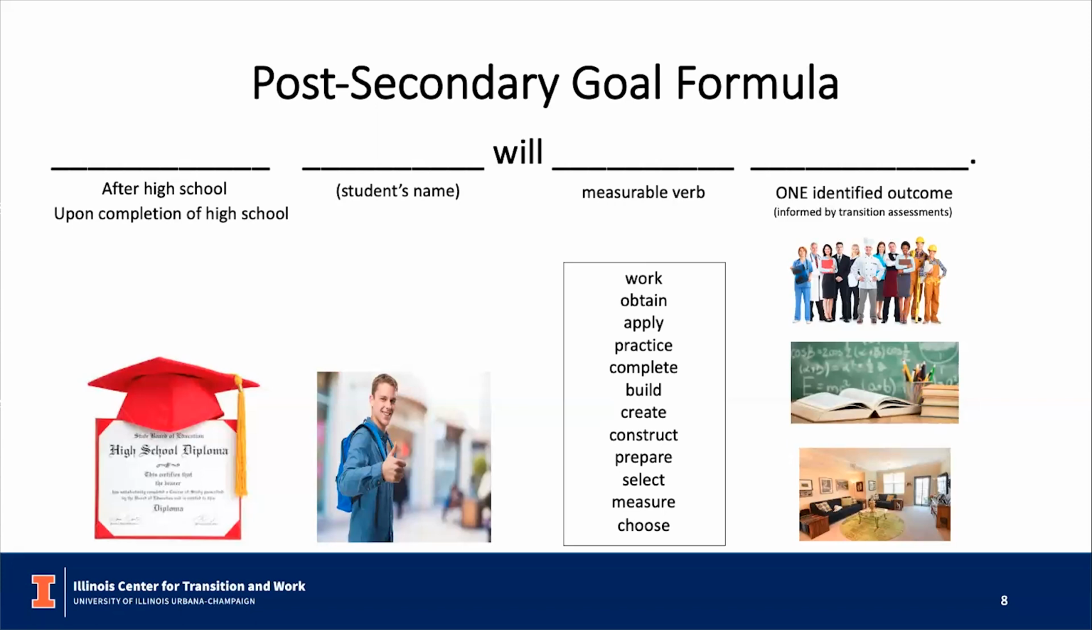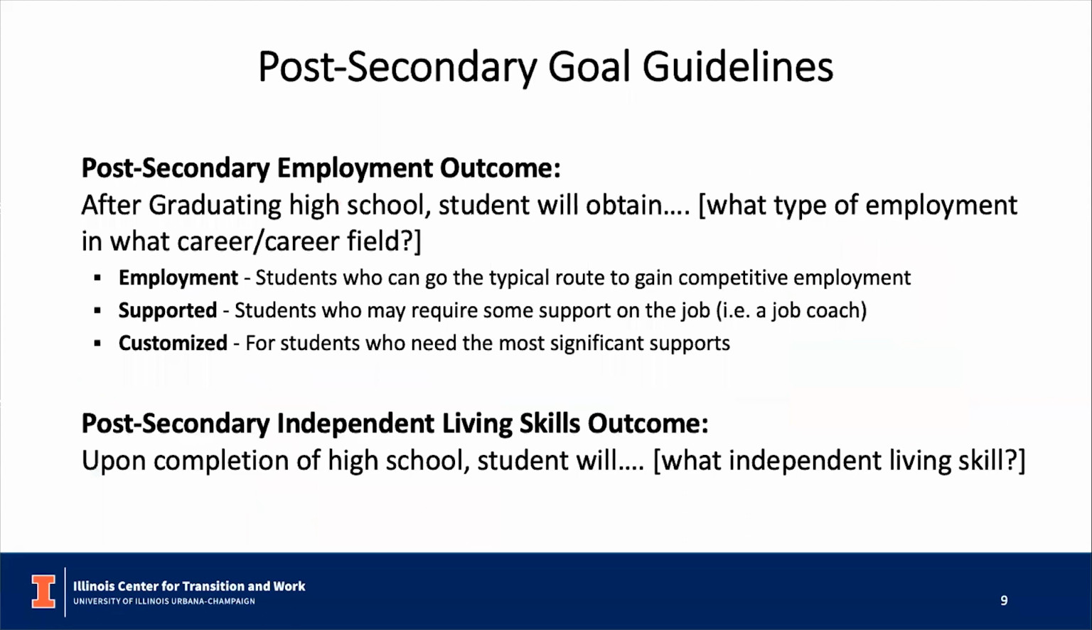And then one identified outcome. We understand that students have lots of big hopes and dreams, so we do have to start to funnel this into something really specific so we can drive the IEP towards that. It's okay to do exploration and look into other things, but really choosing one identified post-secondary outcome that they're striving for in whatever area you're developing this goal for.